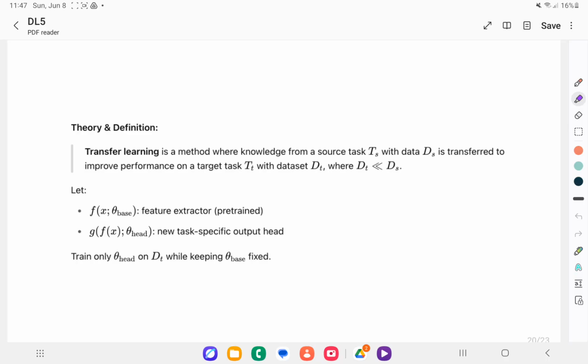Rather than training from scratch, we reuse a pre-trained network as a frozen feature extractor. So we remove its final layers and we attach a new output head suited to our destination task and train only those new layers. This is both computationally efficient and data efficient. The base model has already learned useful representations from the large-scale source data, which we now leverage to accelerate learning in a new, smaller destination task. So think of it as using a pre-built foundation instead of laying bricks from scratch.